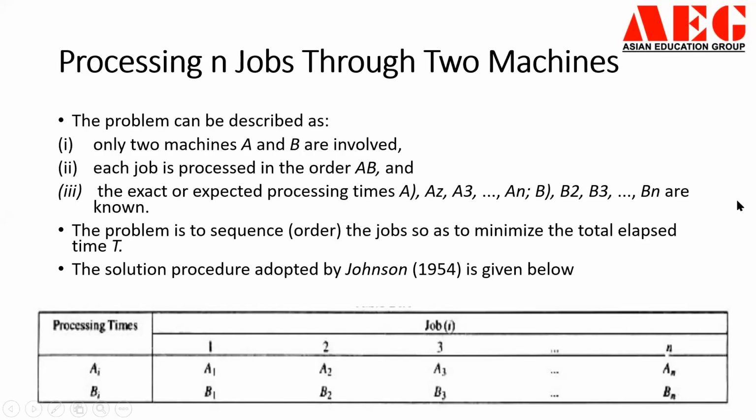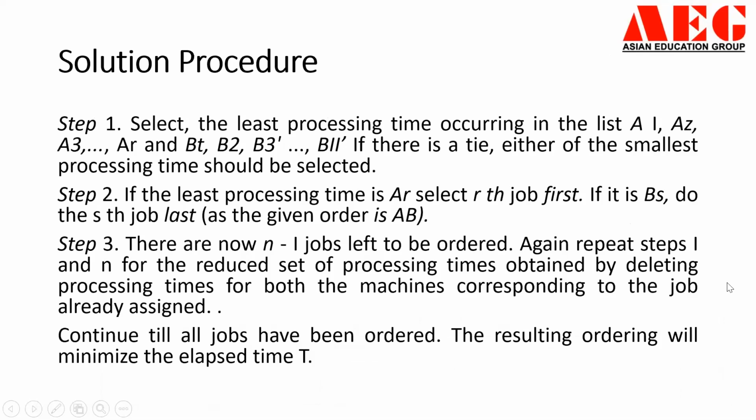The solution procedure was adapted by Johnson. So Johnson had given this solution in 1954. So there are processing times. These are the jobs which have been performed, and these are the machines, the number of machines. So there are two machines and the number of jobs is n. The solution procedure is to select the least processing time occurring in the list A1, A2, A3, ..., AN, B1, B2, B3, ... So this is actually the solution procedure.